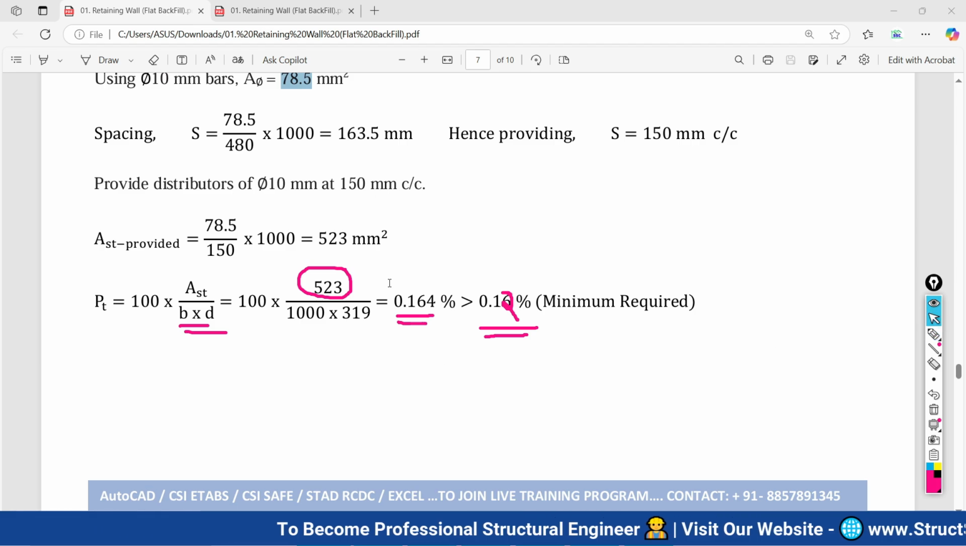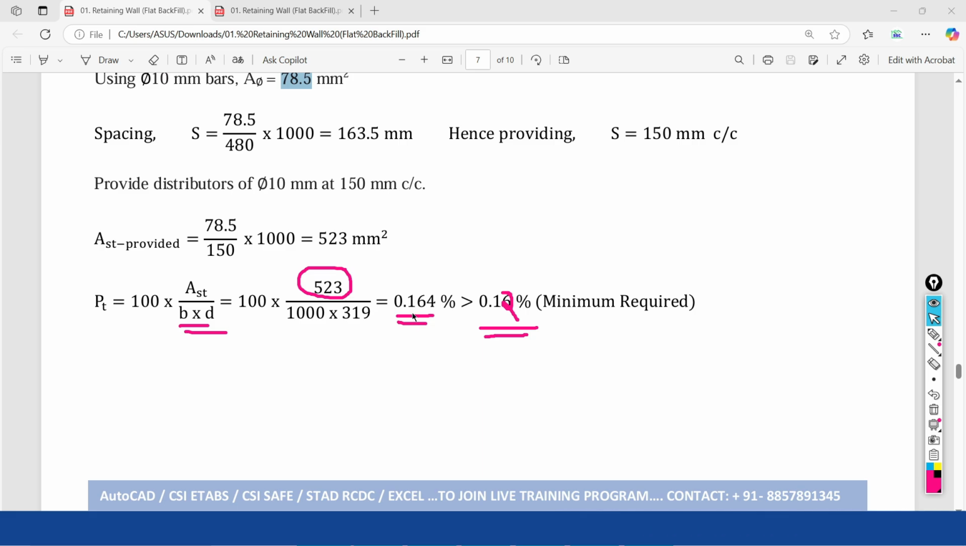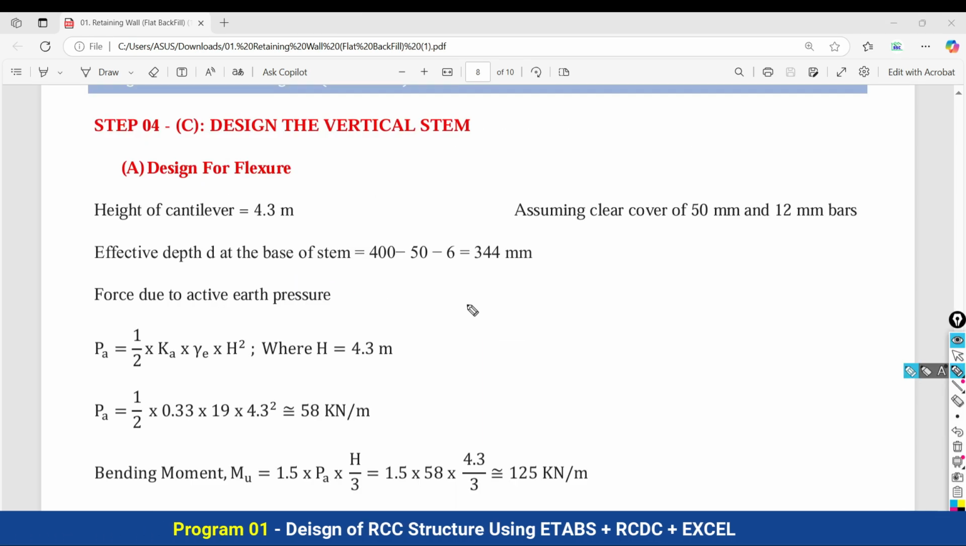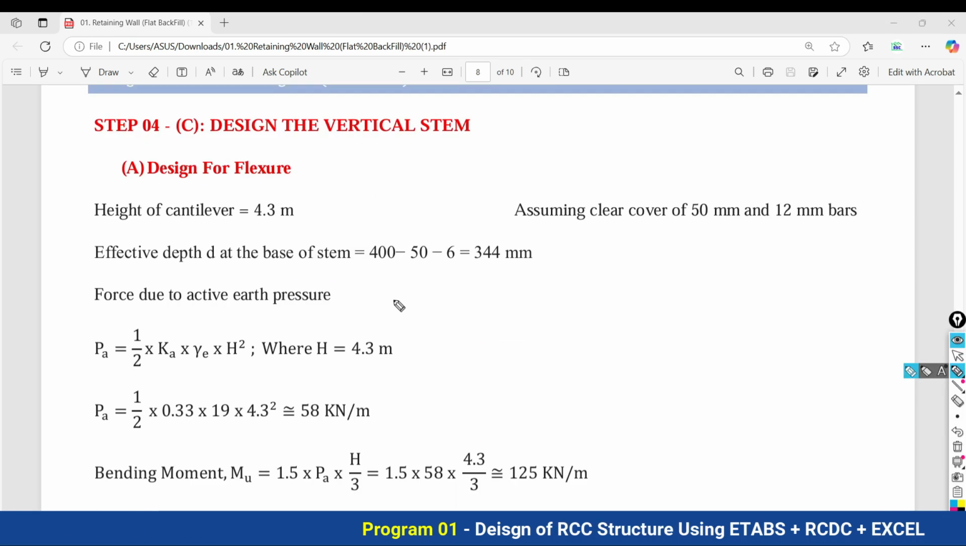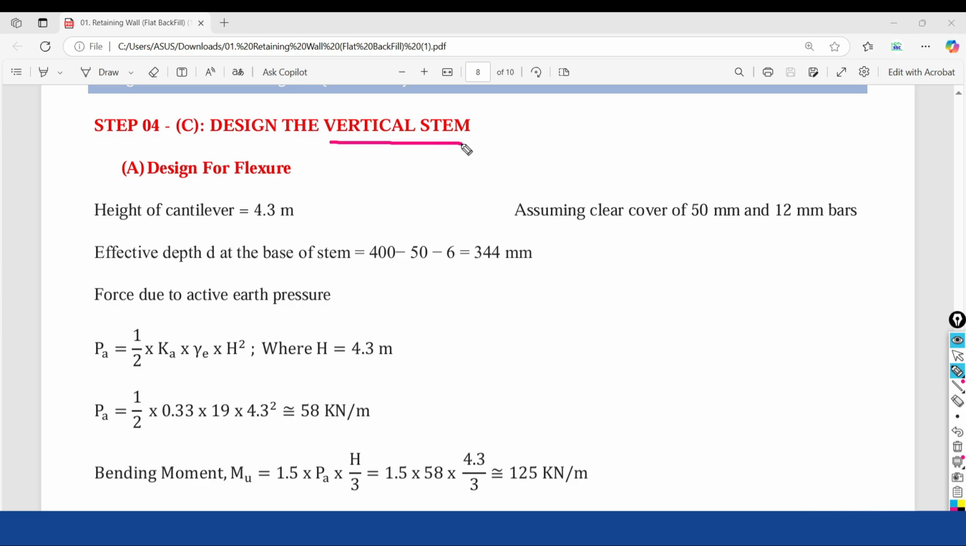So in this way we have completed the design of your heel slab, and we earlier have designed our toe slab. So both toe and heel slab we have successfully designed here. Now the next component part of your retaining wall we have to design is your stem. Now we are going to discuss the design of the most important component part of your retaining wall, that is nothing but your vertical stem.